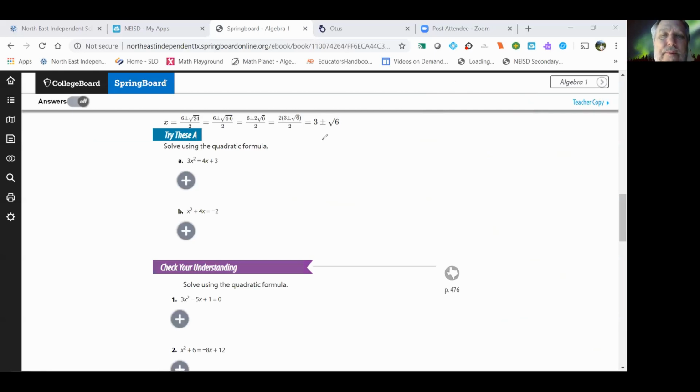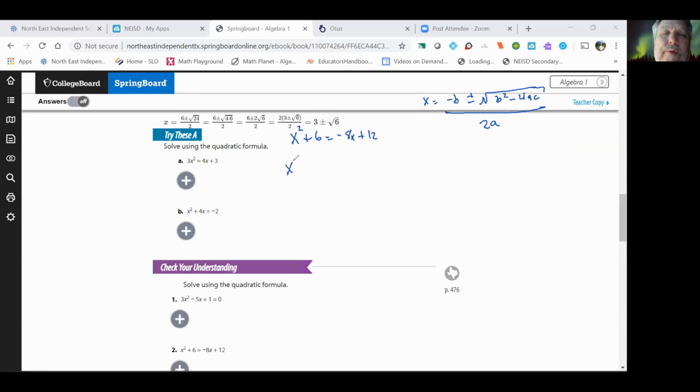So again, the quadratic formula is going to be x is equal to negative b plus or minus the square root of b squared minus 4ac, all that over 2 times a. All right, so the equation that we're given is x squared plus 6 equals negative 8x plus 12. So again, I want to get everything over onto one side.